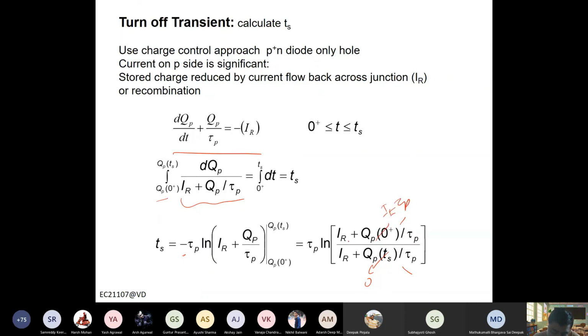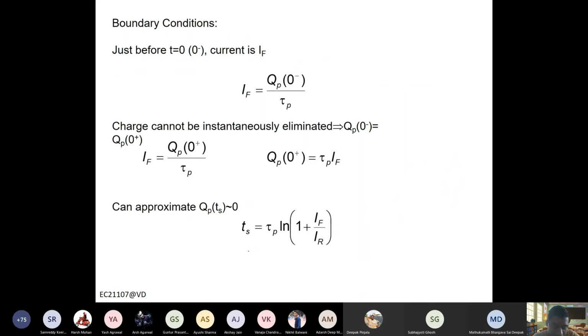So you will have basically IR plus IF by IR, right? So this will be IR plus IF by IR, so one plus IF by IR you will get. So that will be the factor for your storage time.